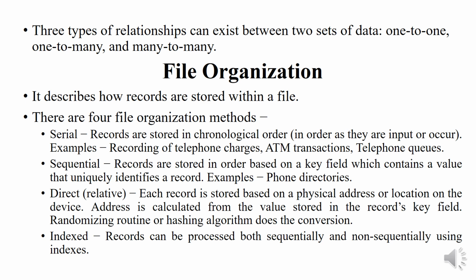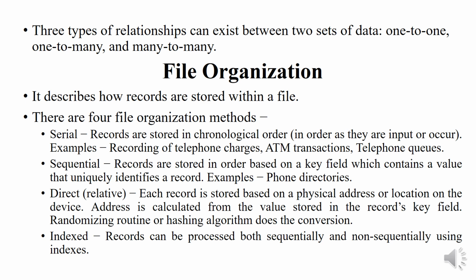Three types of relationship can exist between two sets of data: one-to-one, one-to-many, and many-to-many. File organization describes how records are stored within a file. There are 4 file organization methods: serial, sequential, direct, indexed.